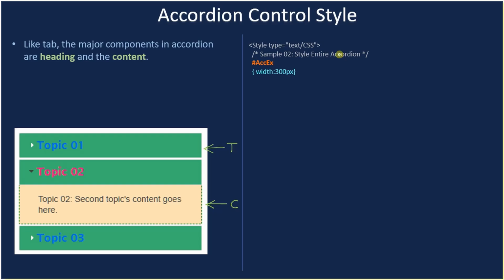So here, to style the entire accordion, you can make use of the name, right? And I am setting the width as 300 pixels for the entire accordion control. The heading style can be adjusted using the ui-accordion-header. So in the theme, there will be style rules, CSS styles applied using the ui-accordion-header, right?